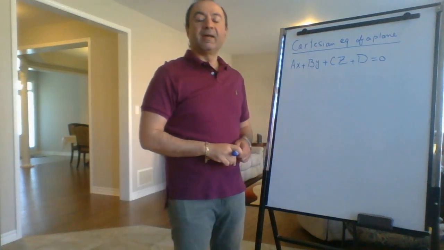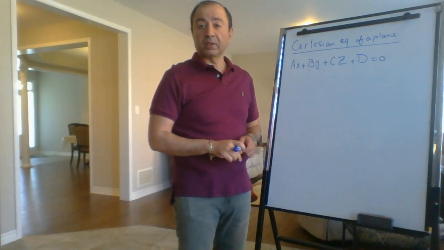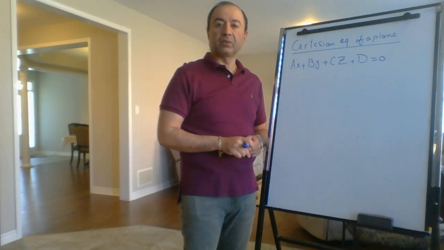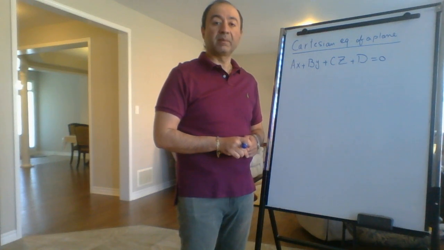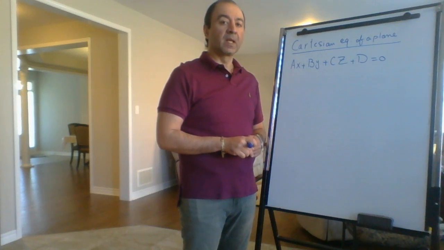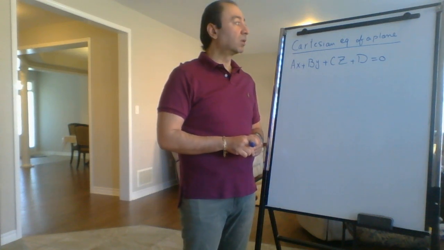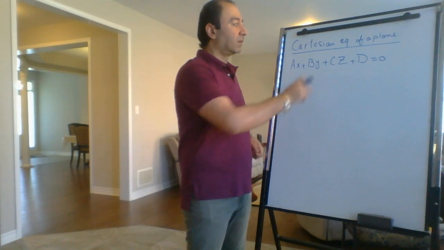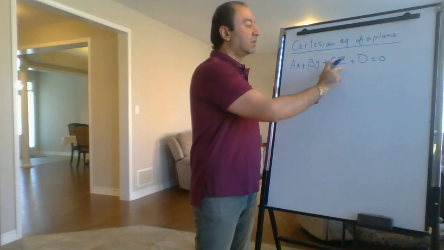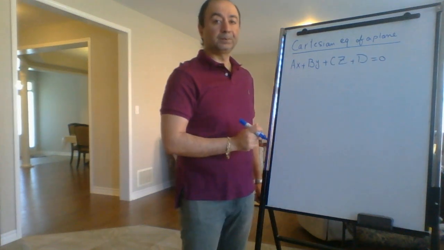Morning. Yesterday we learned about the vector and parametric equation of a plane, and we said that in order to find the vector and parametric equation of a plane, we need two direction vectors and a point on the plane. Today we are going to learn about the Cartesian equation of a plane, which is in this form: ax + by + cz + d = 0.